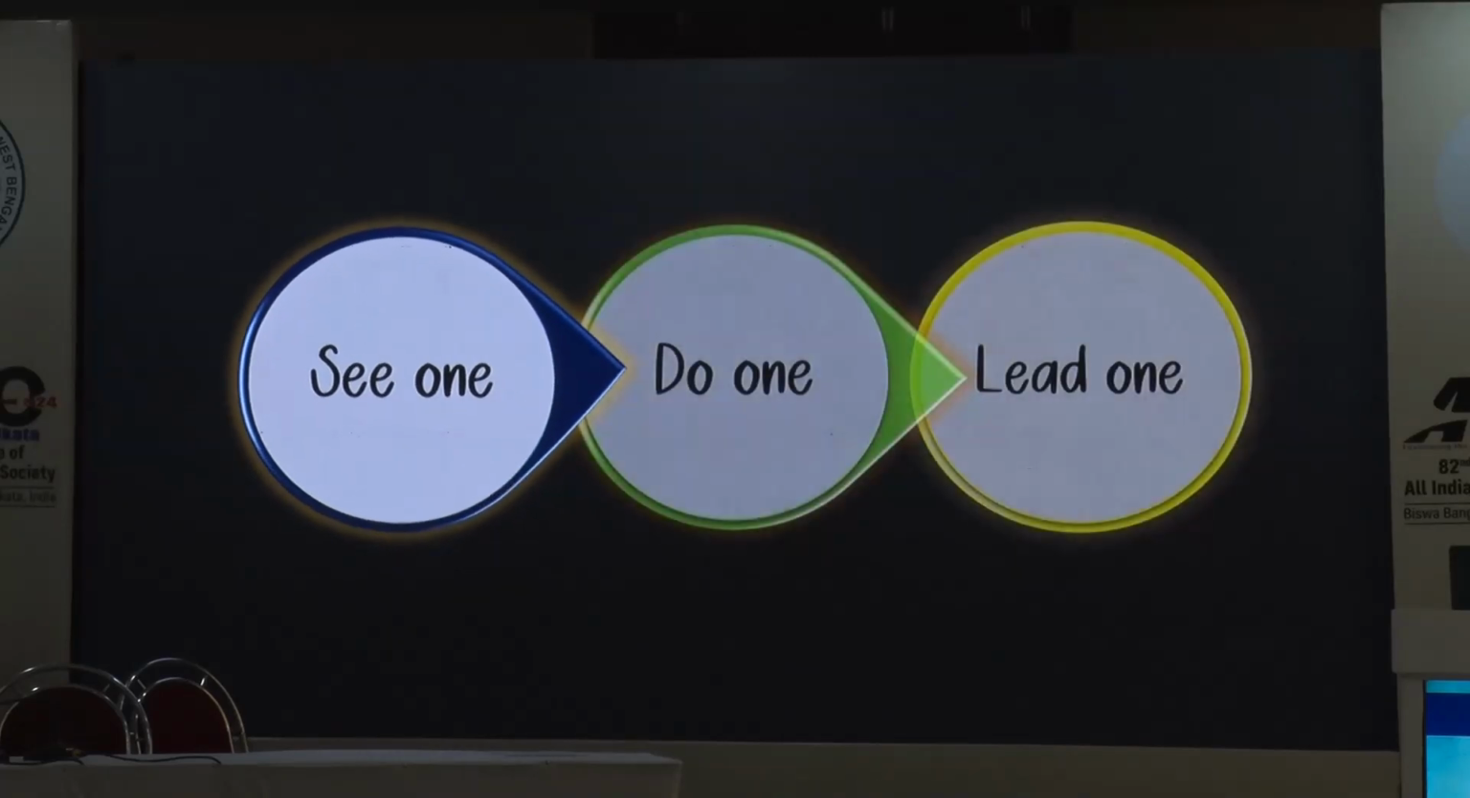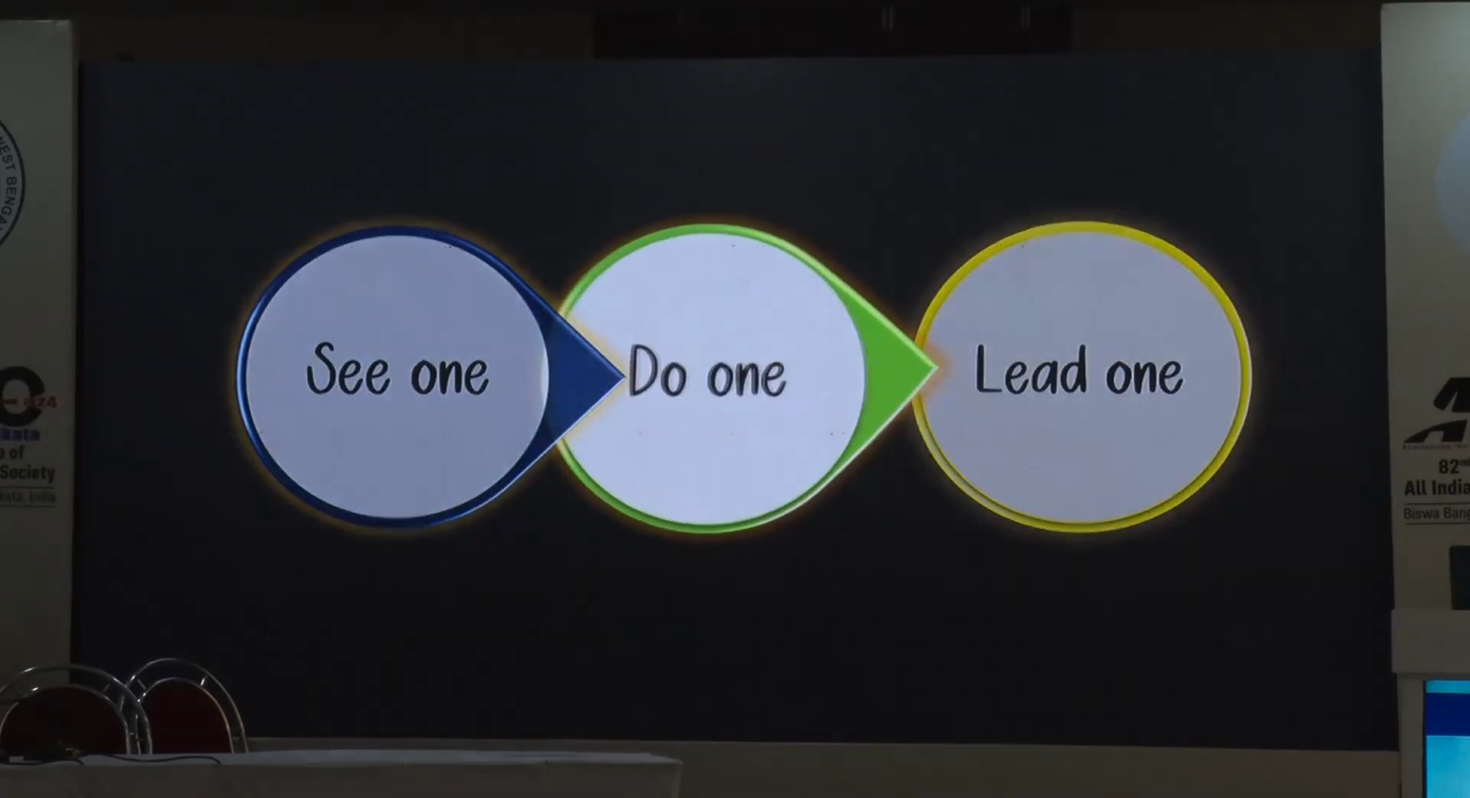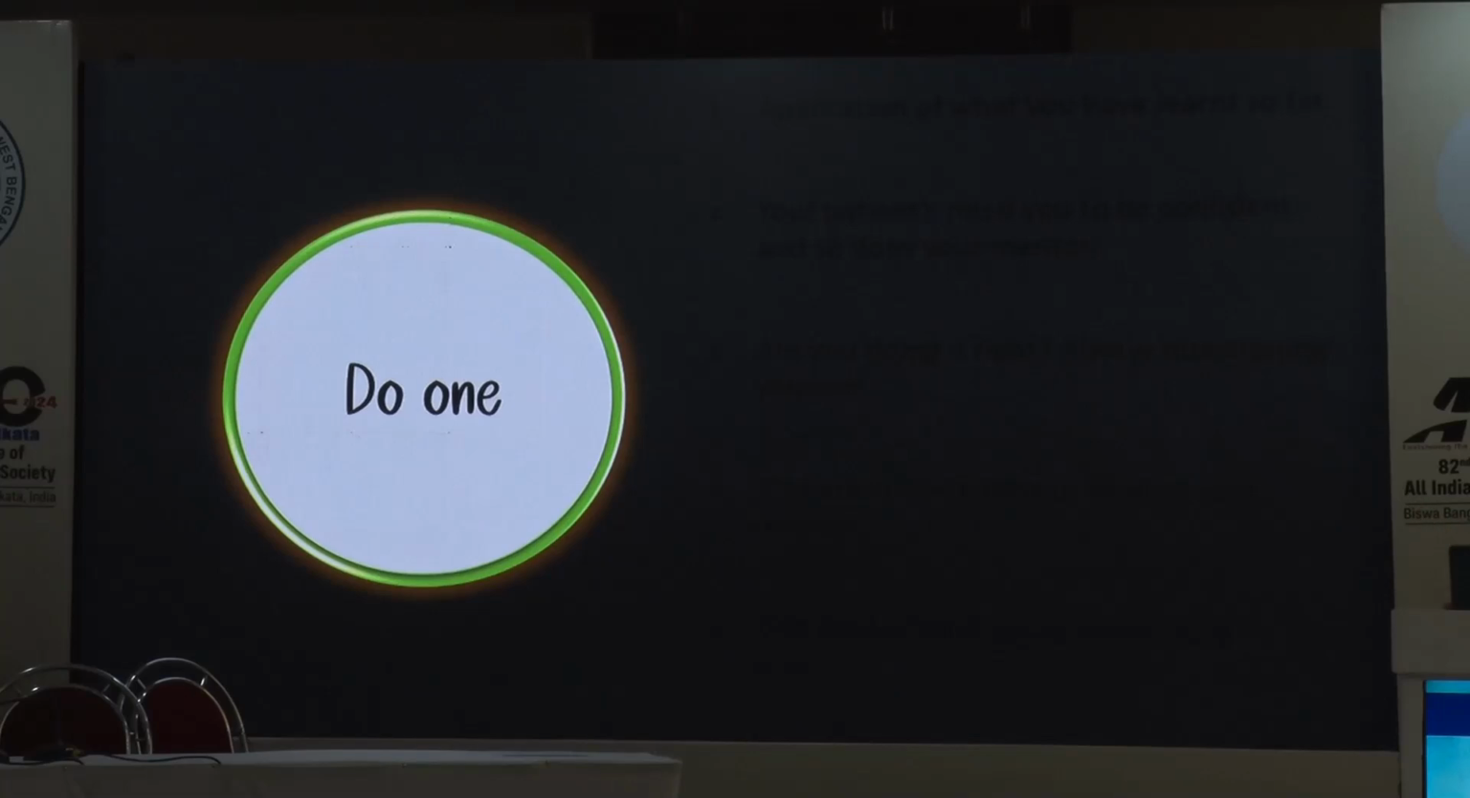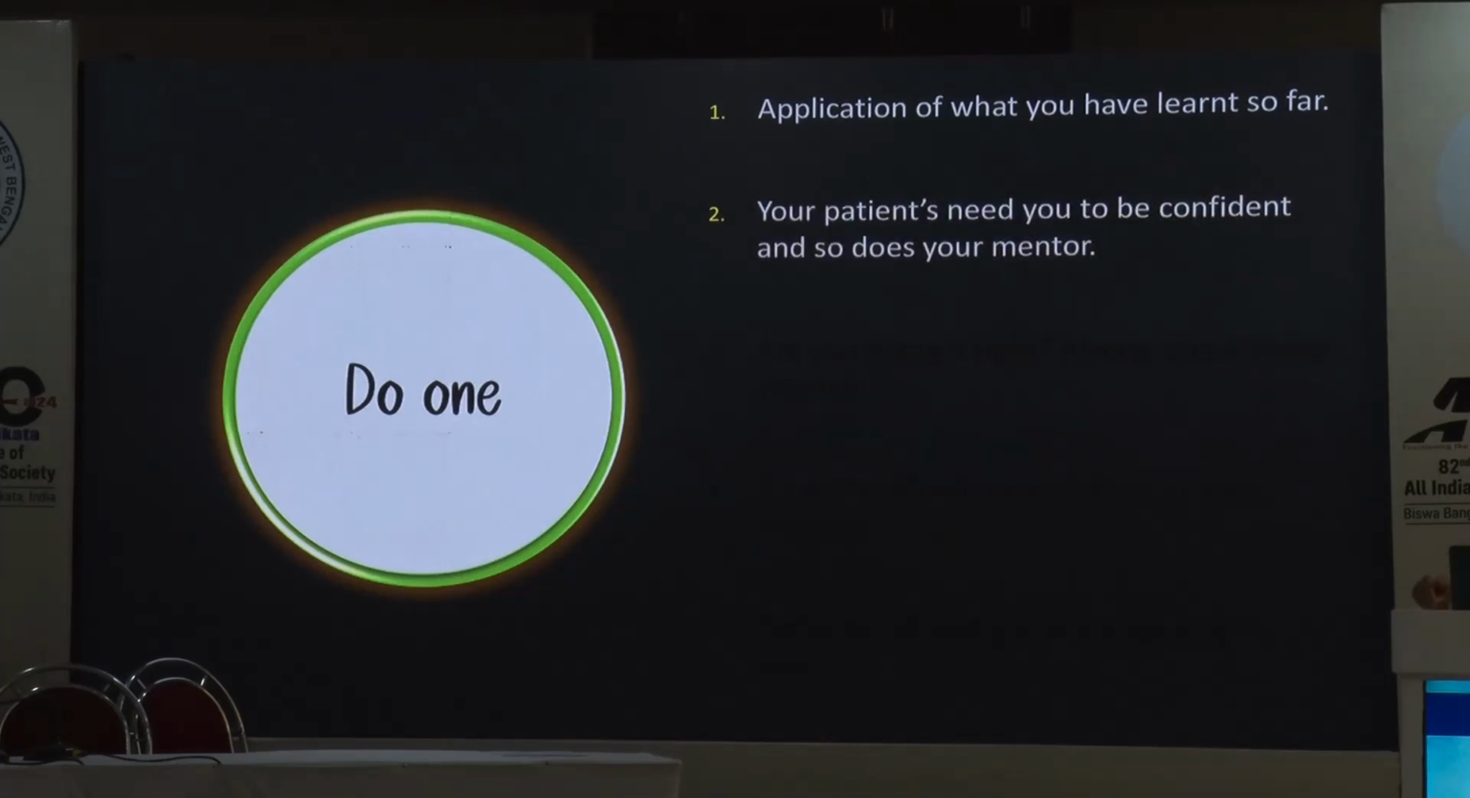Then we come to the next part, and that is the "do one". What's the case scenario for do one? This is the second phase of the fellowship, which is the application of what you have learned so far. It's a premature application, of course, but your patients need you to be confident, and so does your mentor. That's what Dr. KP just spoke about, the communication skills and patient communication interaction. And are you doing it right?